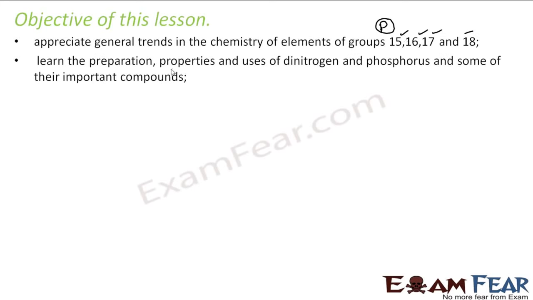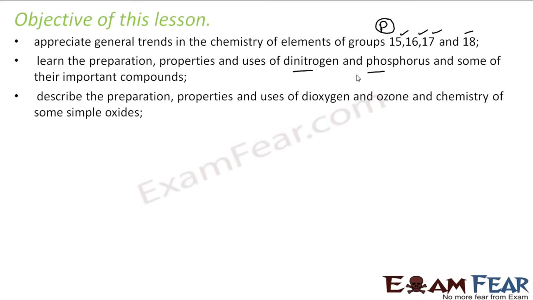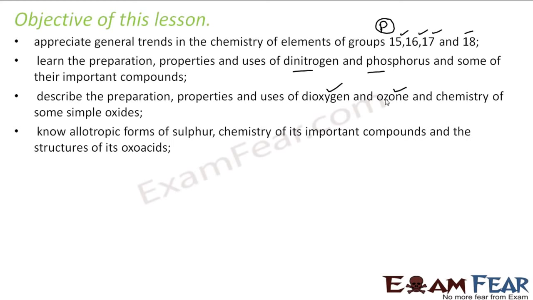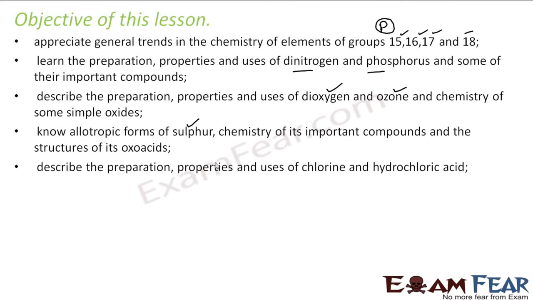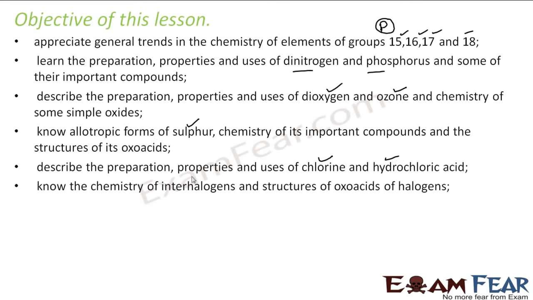We'll learn how to prepare dinitrogen and also some of its properties. We'll describe the preparation process of dioxygen and the simple oxides. We'll note the order of electron gain enthalpy of sulfur. Then we'll prepare chlorine and HCl. We'll also study the chemistry of halogens and the structure of oxo acids of halogens.